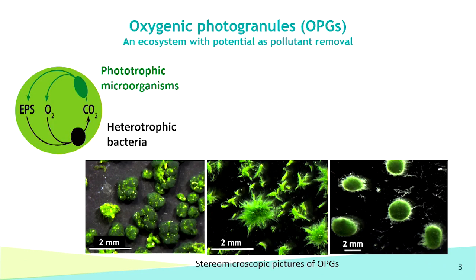So now it comes to the photosynthetic granules. In this study, we call them oxygenic photogranules, or OPGs. These are granular biofilms made of phototrophic microorganisms, especially cyanobacteria, and heterotrophic microorganisms that interact syntrophically. The phototrophs consume light and CO2, and they produce oxygen and organic matter like EPS. These are consumed by the heterotrophs, which then produce CO2, which is again assimilated by the phototrophs.